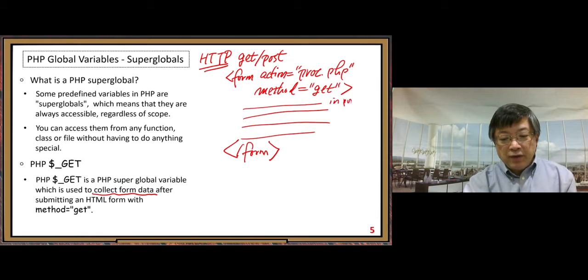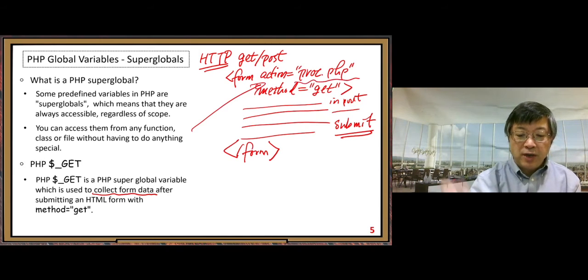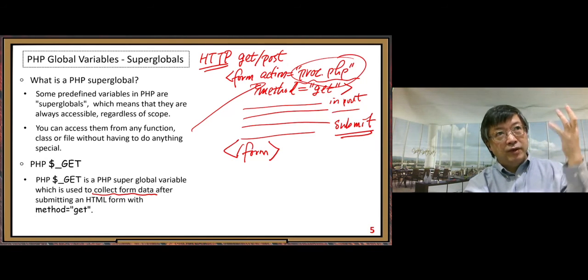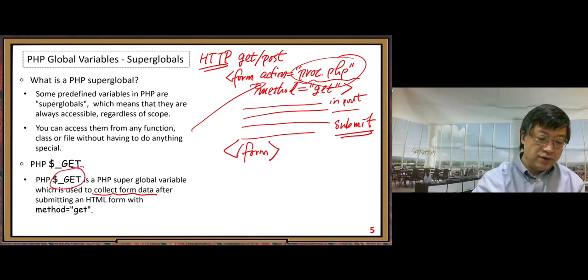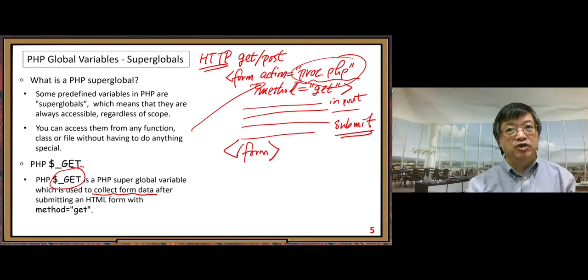You have some input fields, but you also have a submit button. You click it and you submit the data to the server-side program using this get method. Then this program receives the data. To retrieve it, you use the super global variable.